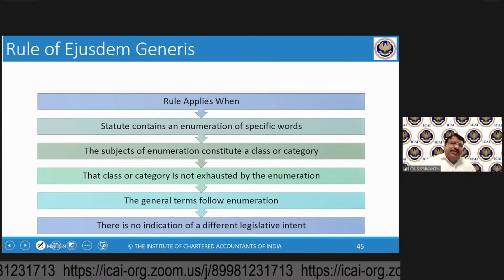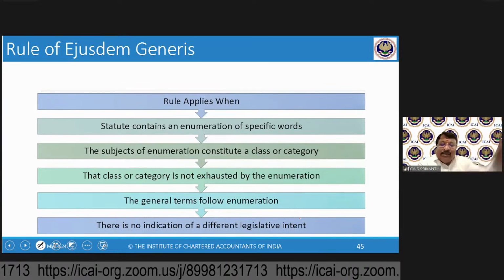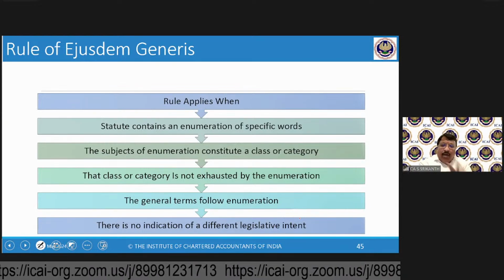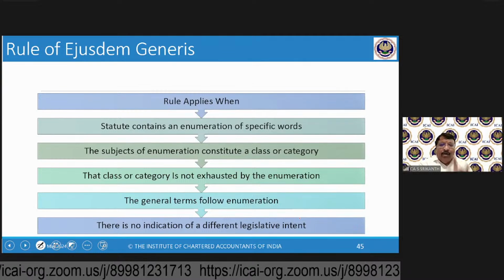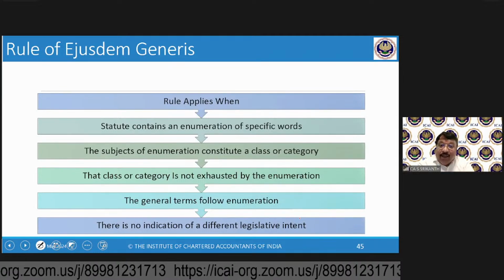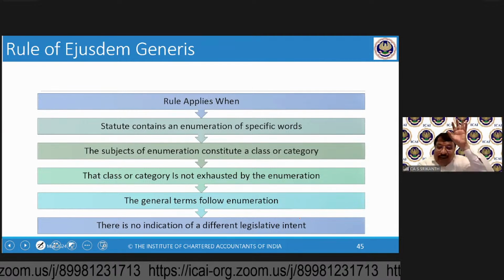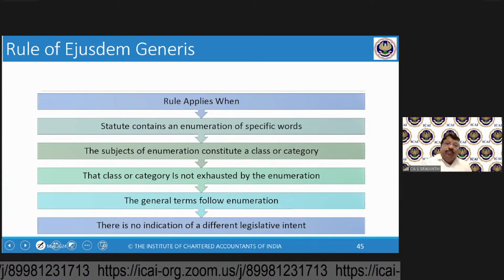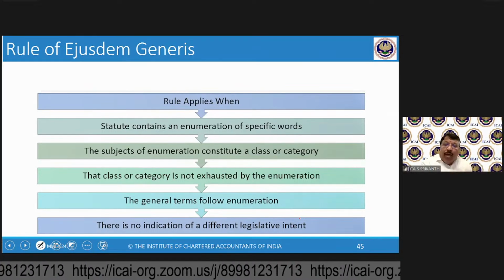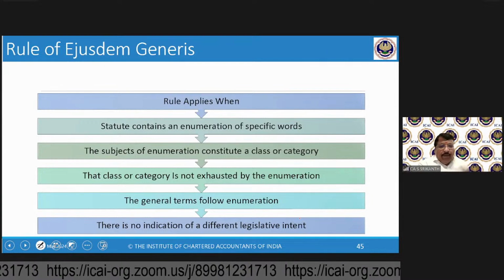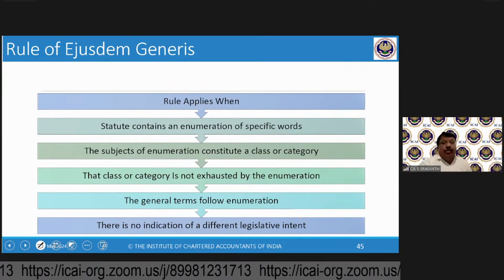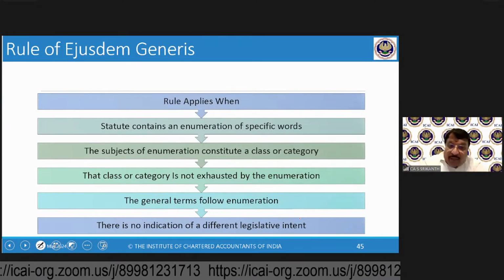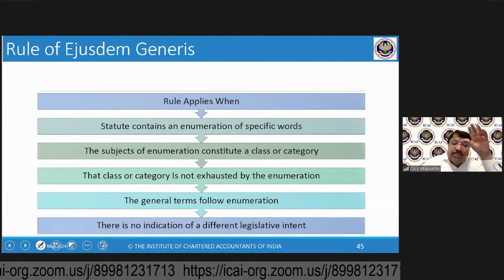Another example: lion, tiger, leopard, and other animals. Can I include the Kaziranga rhinoceros? Again, examine. Are there specific words? Yes: lion, tiger, leopard. Do they constitute a class or category? Yes, the class known as Felidae, the cat family, wild cats. Now, the rhinoceros is not a wild cat. Therefore, I can include cheetah, jaguar, puma, but I cannot include rhinoceros. So this is the rule of ejusdem generis. There should be no indication of a different legislative intent. Remember, if you remember what I did in auditing, I said business transaction.